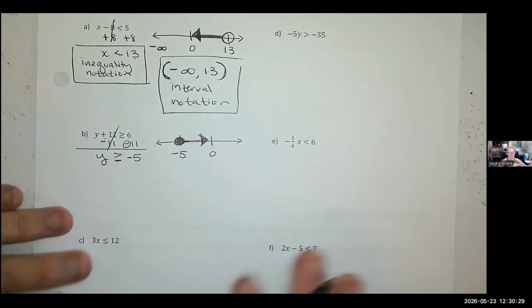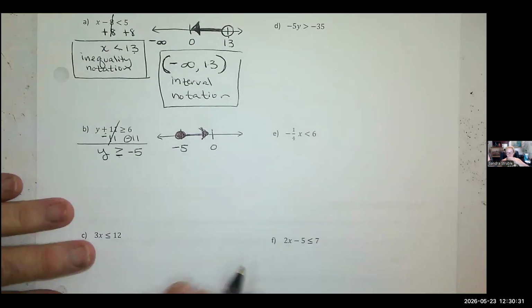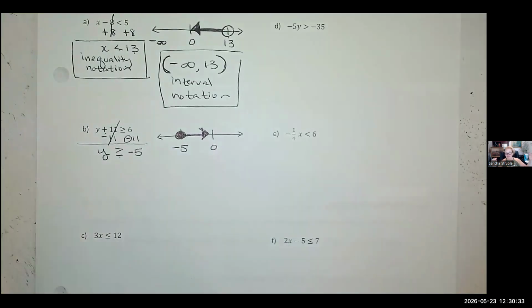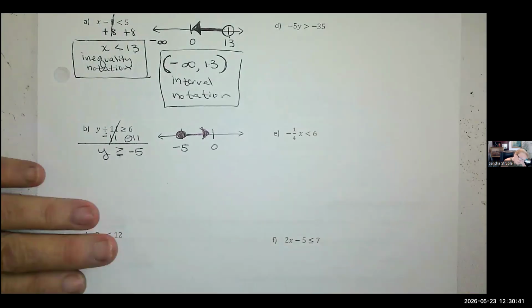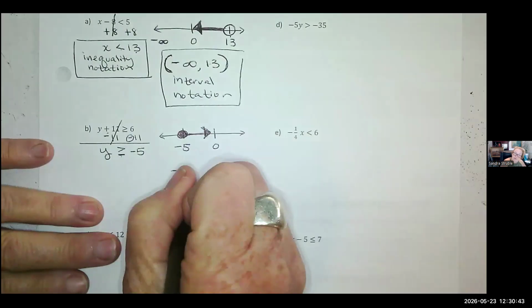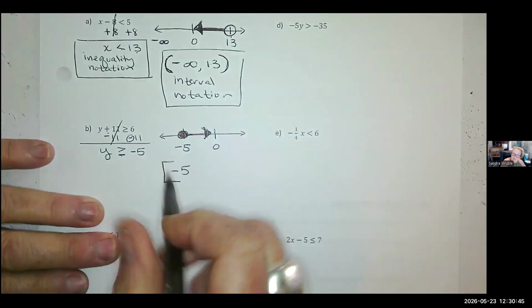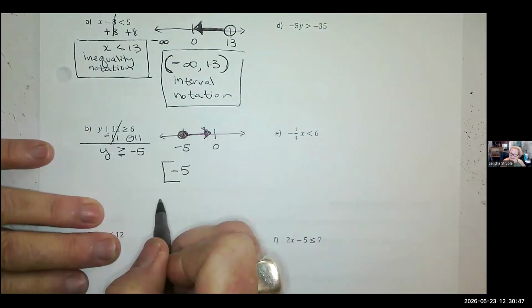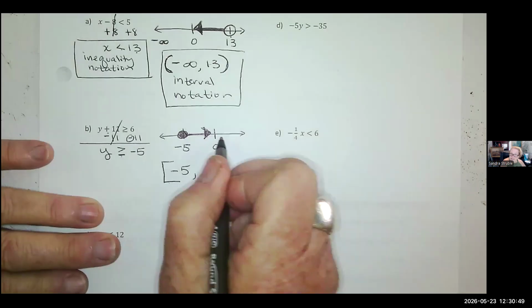The last part of this is my interval notation. Again, always, always, always left to right. When you're coming down that number line, what's the first number we hit? We hit -5, and it's included. So -5 is included, so it gets a bracket, not a parenthesis. And what is it heading towards? It is heading towards positive infinity.